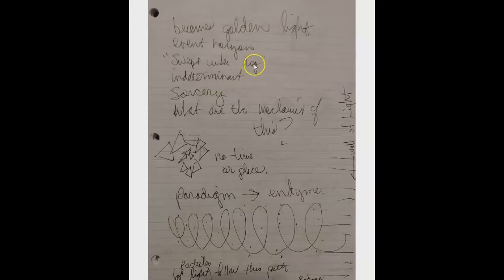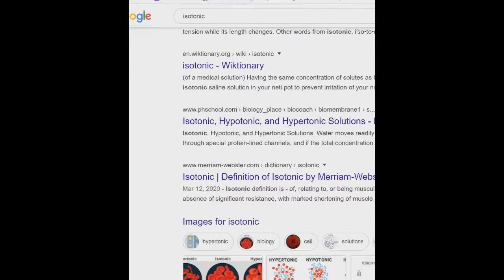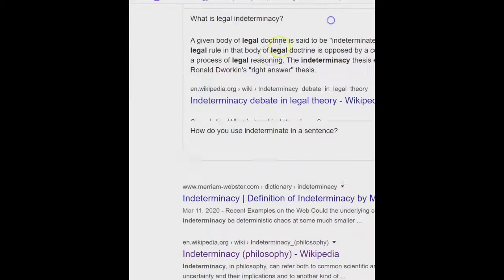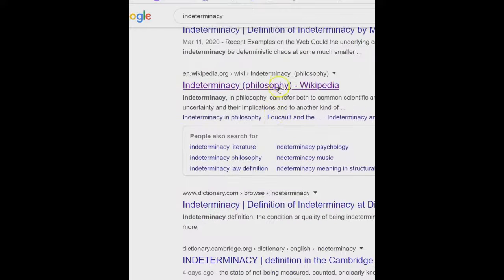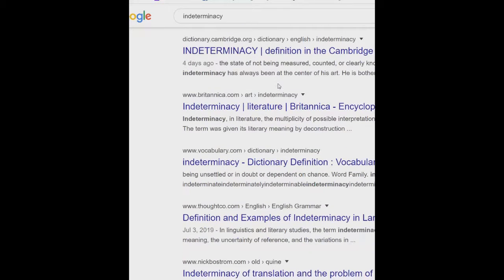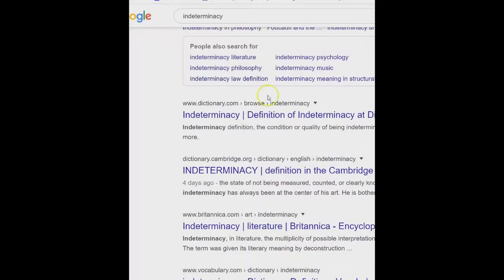Indeterminate is like, what, unknown? Let's see, what is indeterminacy? It can refer to common scientific and mathematical concepts of uncertainty and their implications. Let's click on that.